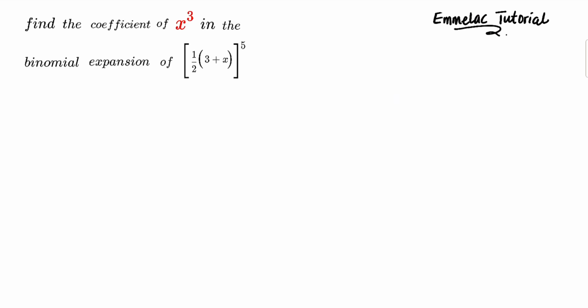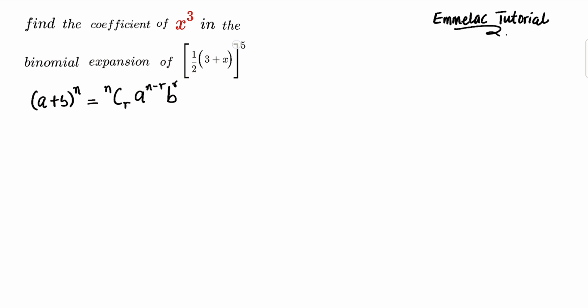First, let's recall the binomial expansion general formula. Let us say we have (a + b) all raised to n. The general formula gives n combination r, then a raised to n minus r, then b raised to r. Here r signifies the coefficient which we are looking for, and n in this case represents 5. So let's just get started now.